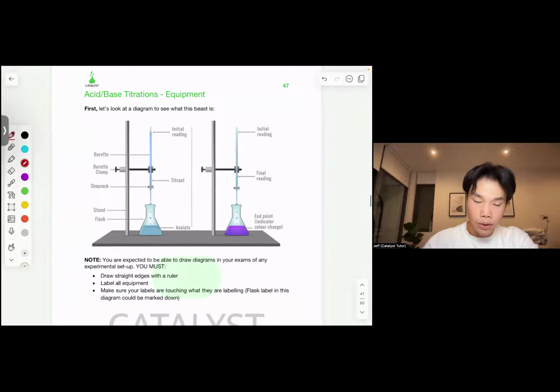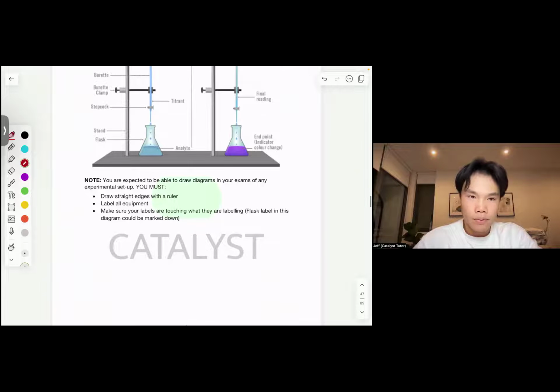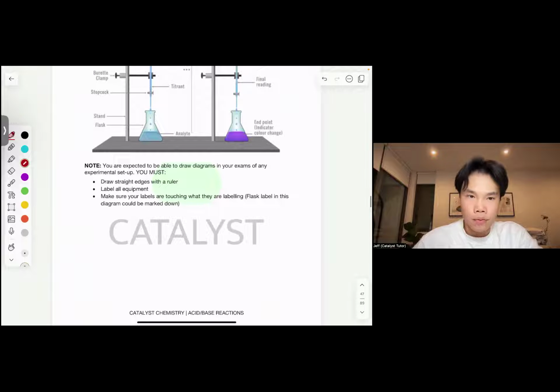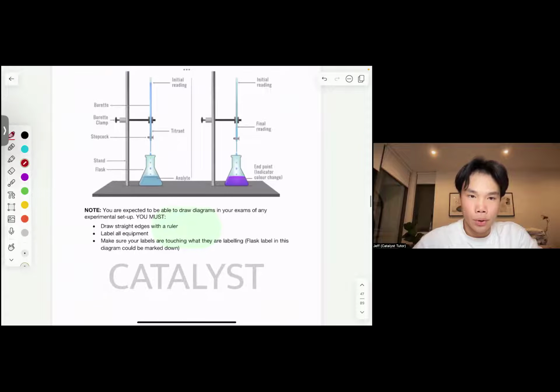As I'm sure you know, this is what a titration looks like. Be able to draw a diagram of a titration well: use a ruler, draw labels using a ruler and touching the lines of your equipment.